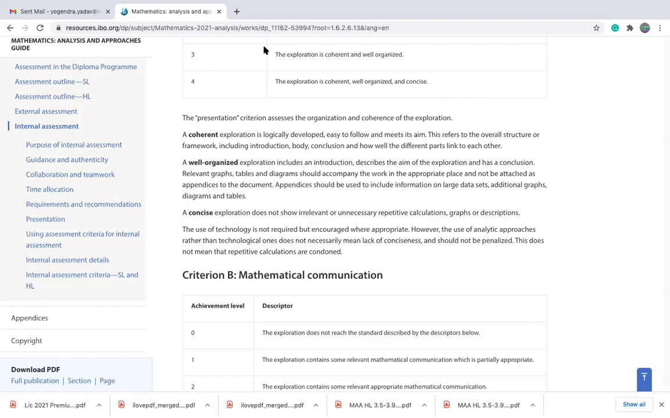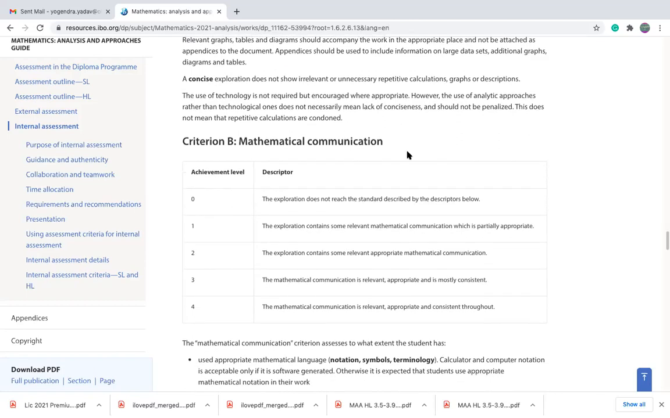Now coming to the technology part, which is very important. The use of technology is not required as such, but it is encouraged. And if you use technology to present your graphs, try not to write them by hand. There is definitely no separate criterion that says handwritten work should be penalized, but use of technology, Microsoft Word or anything, is a good tool to write the exploration and is important.